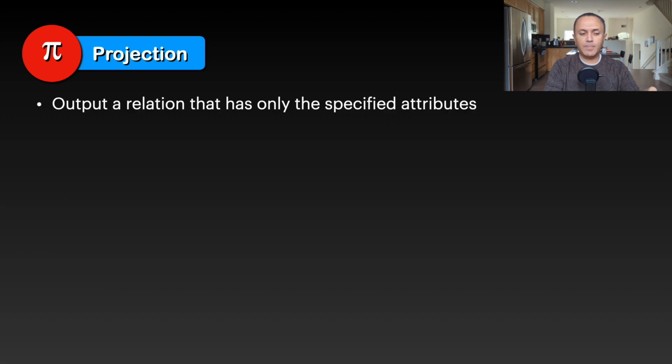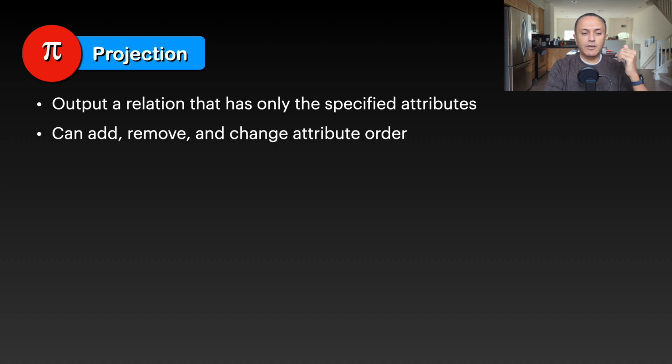The third operation is projection. Projection also has to do with attributes, but you're specifying certain attributes that you want to include in the output. This is different from rename. Rename takes all the attributes, but it renames some of them. This one may add more attributes, may remove attributes, may change the order of attributes. This is represented by the symbol pi, and you give it the list of attributes that you want to output.